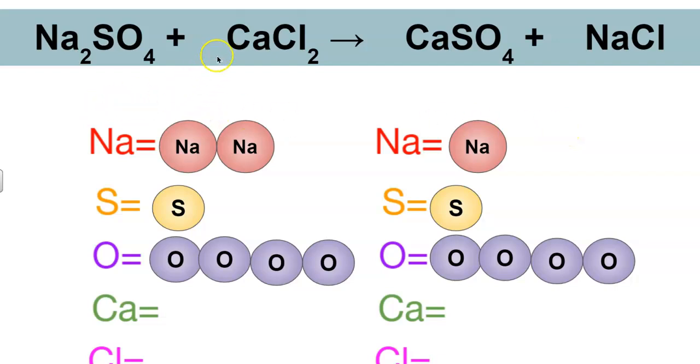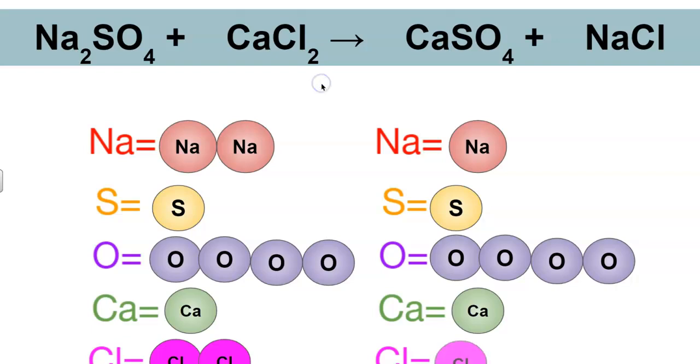Now, let's look at calcium. Calcium has an understood coefficient of 1 and no subscript. So that's only 1 calcium. And I notice the same to be true on the product side. Last but not least, chlorine. You guessed right. 2 chlorine on the reactant side and 2 on the product side.